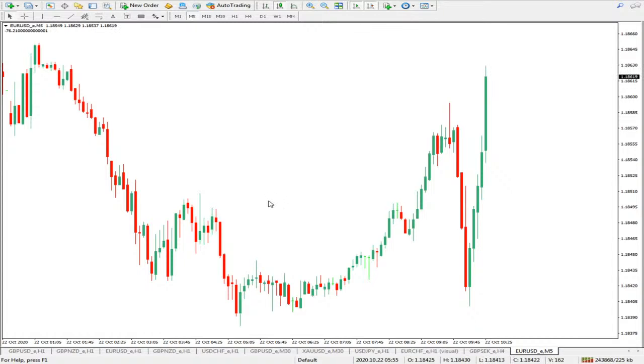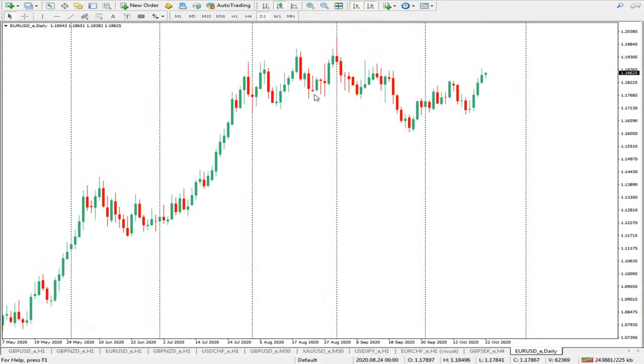So we'll start our analysis with a chart on our screen. This is Euro USD. We start off with the daily chart. If you check the daily chart so far, we were upwards. The price continues to move to the upper side, and as it is now, we still expect more momentum to the upper side.